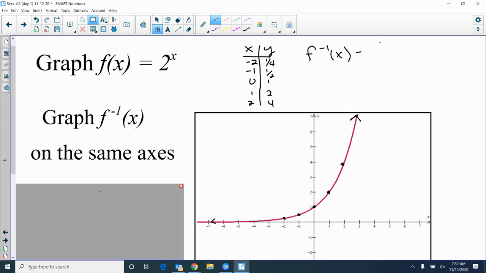then your x, y's will be flipped. So it'll be 1/4, negative 2. It'll be 1/2, negative 1. It'll be 1, 0. It'll be 2, 1, and it'll be 4, 2. So remember how you do that. Plot those points.